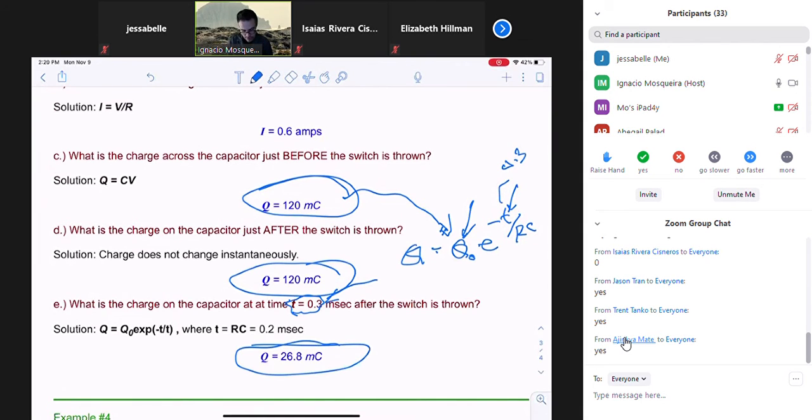Okay, so you have to multiply. RC is 0.2, and they're asking you at 0.3, so 0.3 divided by 0.2, e to the minus that, and then you get this. So it's not 120, it's already decreased by a whole bunch.